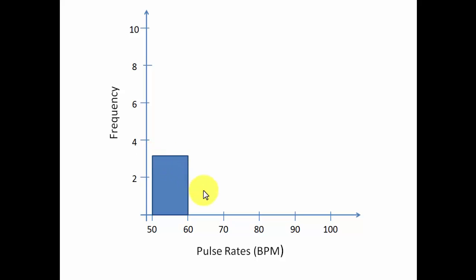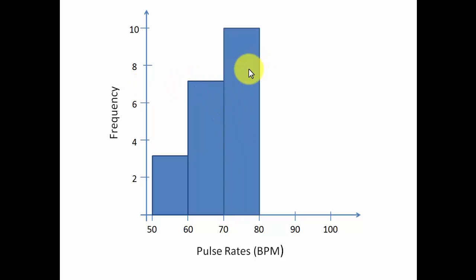Again, the next one, in the 60s, we had 7 students. You can notice I have an equal width bar because this is the 60s, which cover from 60 to 69. There are 10 different pulse rates that could fall in here, so they're equal width, and it has an approximate height of 7, as you can see here.